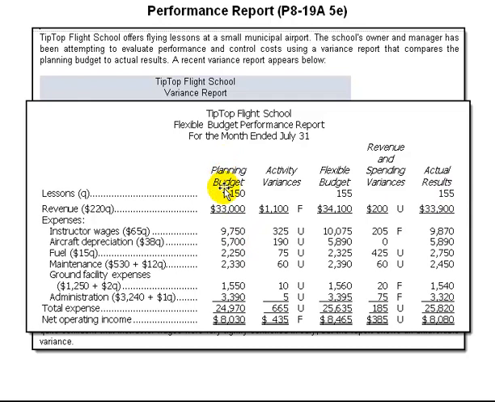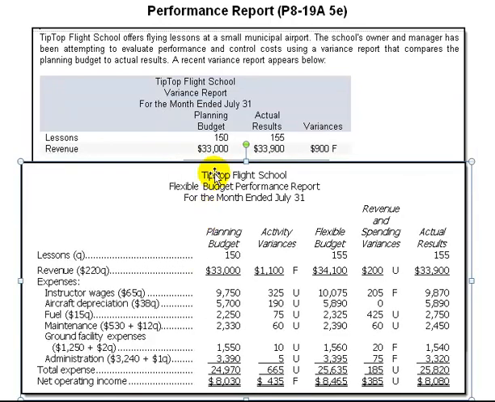If we go back and look at that report, revenues were 150 lessons times whatever that rate is that gets us to 33,000, and we had 155. We just know that 33,900 goes here, 33,000 goes here. But what we want to do is take the 33,000, divide it by 150, and come up with the revenue per lesson, and it's $220. So if we take 220 and multiply it times 155, we come up with a dollar amount that represents the flexible budget amount.